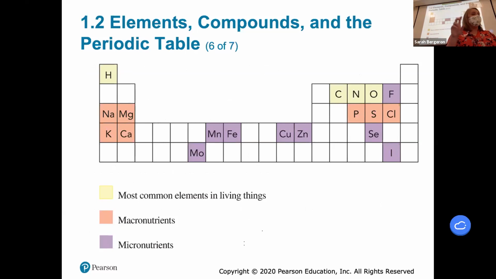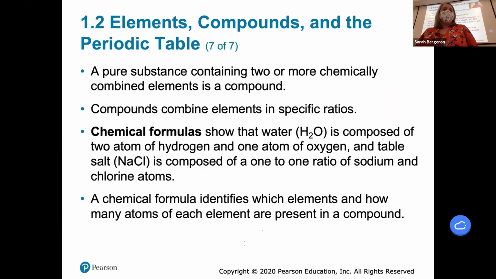The yellowish ones are our big 4, and then we have our macro. And macro, y'all know, means relatively large. Micro means small, macro, relatively large. Okay, so now that we've talked about the elements by themselves, now we're going to start putting them together. When we look at a chemical formula like H2O, what is that telling us?